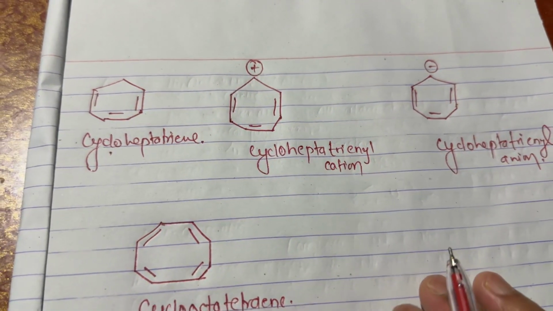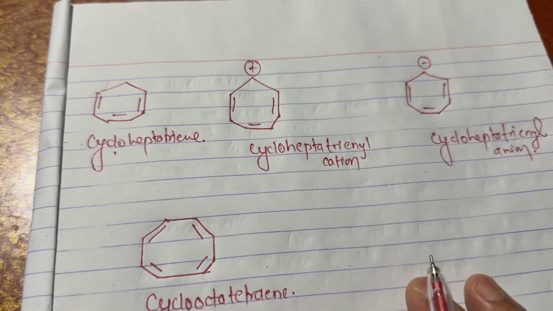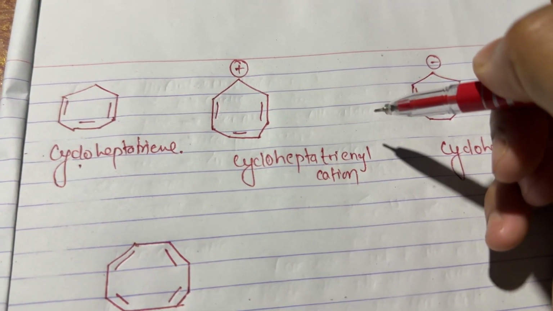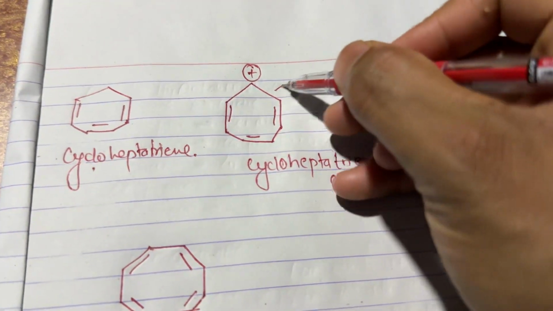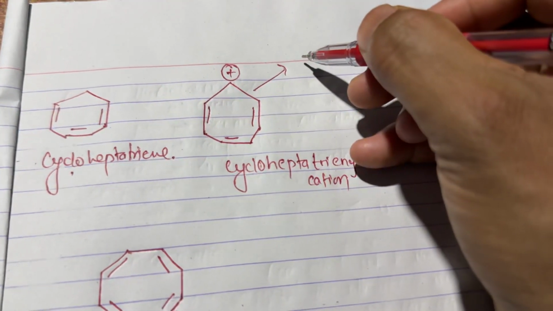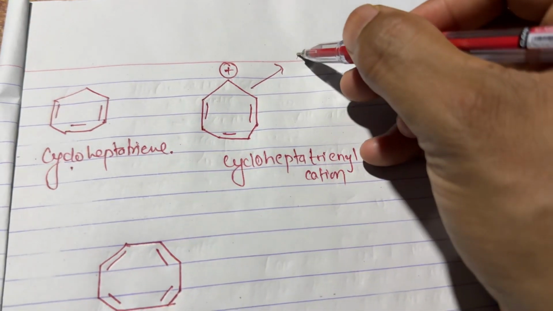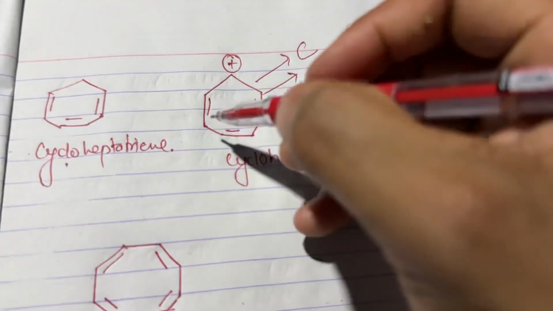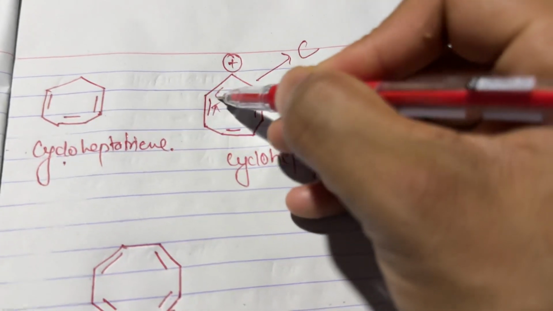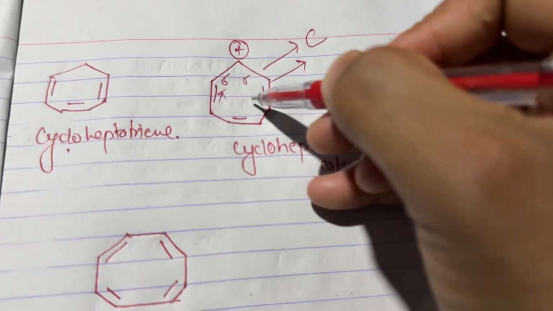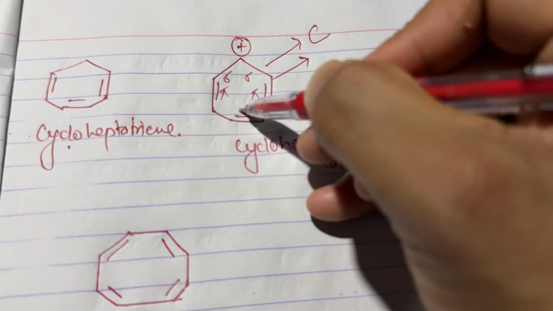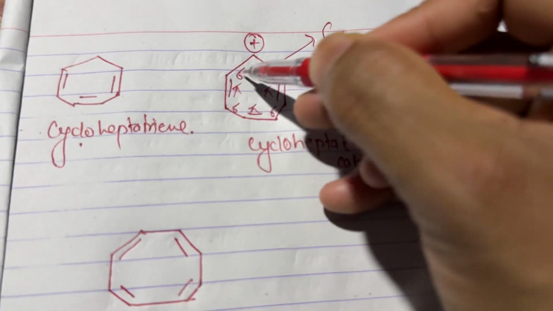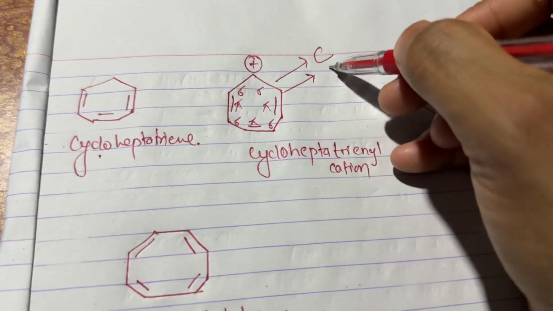Let's check the aromaticity of these 4 compounds as well. First of all, cycloheptatrienyl cation. So first of all, we need to check whether it is cyclic or not. It is cyclic in nature, and is there any conjugation or not? Pi, sigma, positive charge, sigma, pi, sigma, pi, sigma, pi, again sigma, pi, sigma. Yes, there is conjugation along the ring.